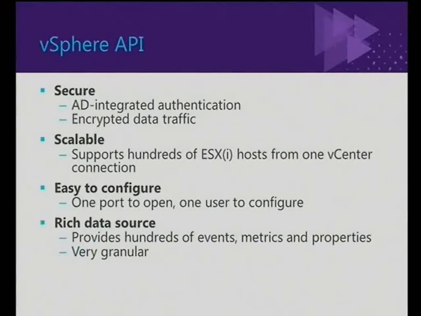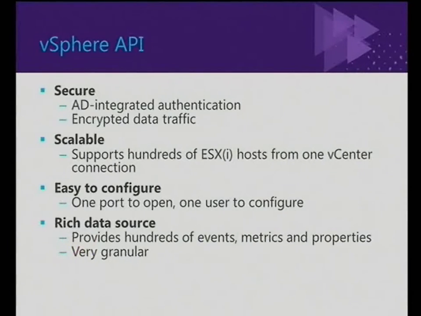But by far the easiest, by far the most scalable is via the web service, the vSphere API. And that is the mechanism that we use to interrogate the VMware environment, be it at a host level or a vCenter level, and we pull information back from there. It's secure, and it's my favorite, it's easy to configure. So all we need is the ability to connect to the host or to a vCenter server over port 443 by default, and then pull the information back from there. And it gives us a pretty rich data source.